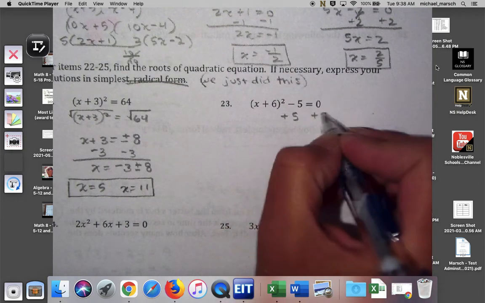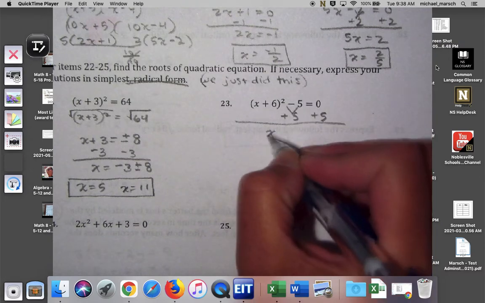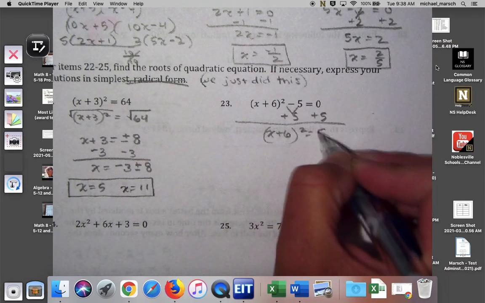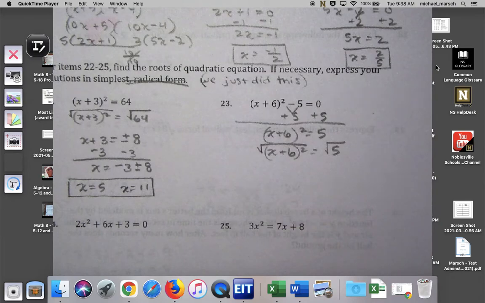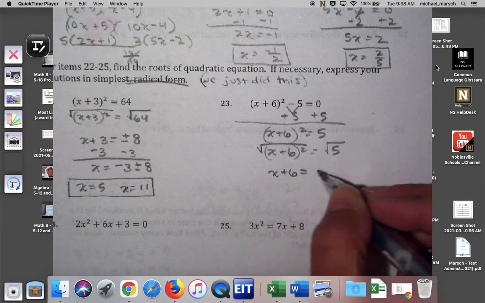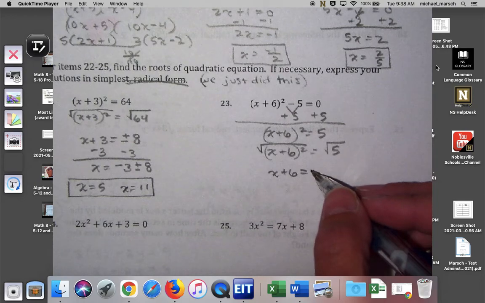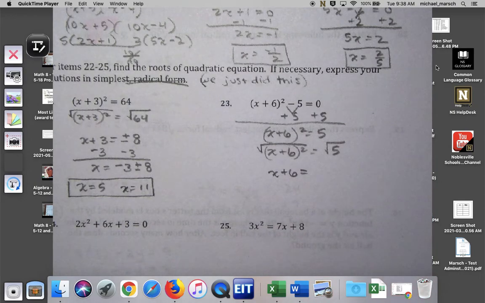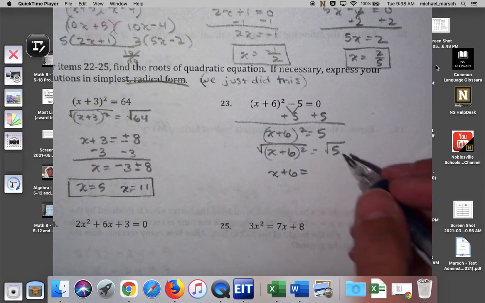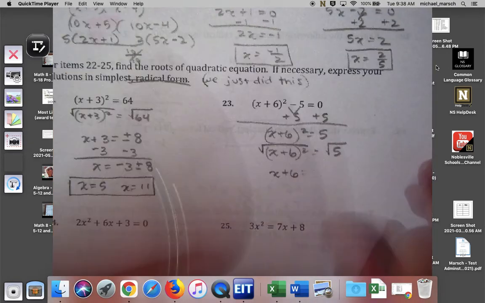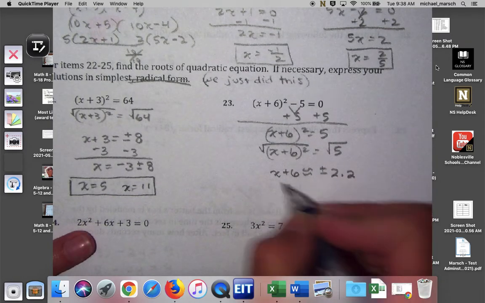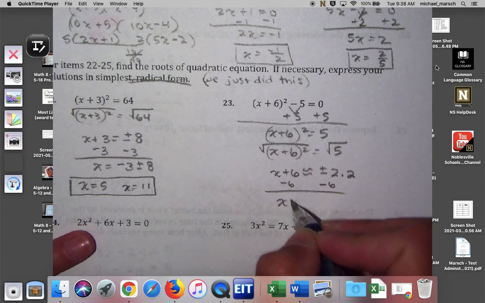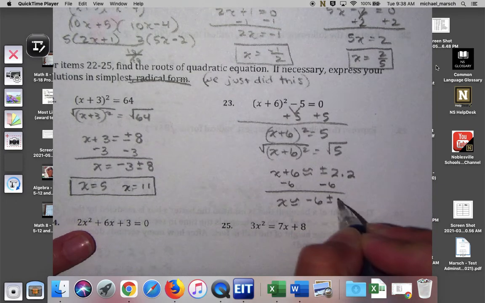I have to get this 5 over to this side. So now I have (x plus 6) squared equals 5. Take the square root of both sides. I get x plus 6 equals, let me see, what is the square root of 5? x plus 6 is about plus or minus 2.2. So I'm going to subtract 6 from both sides, and I get x is about negative 6 plus or minus 2.2.